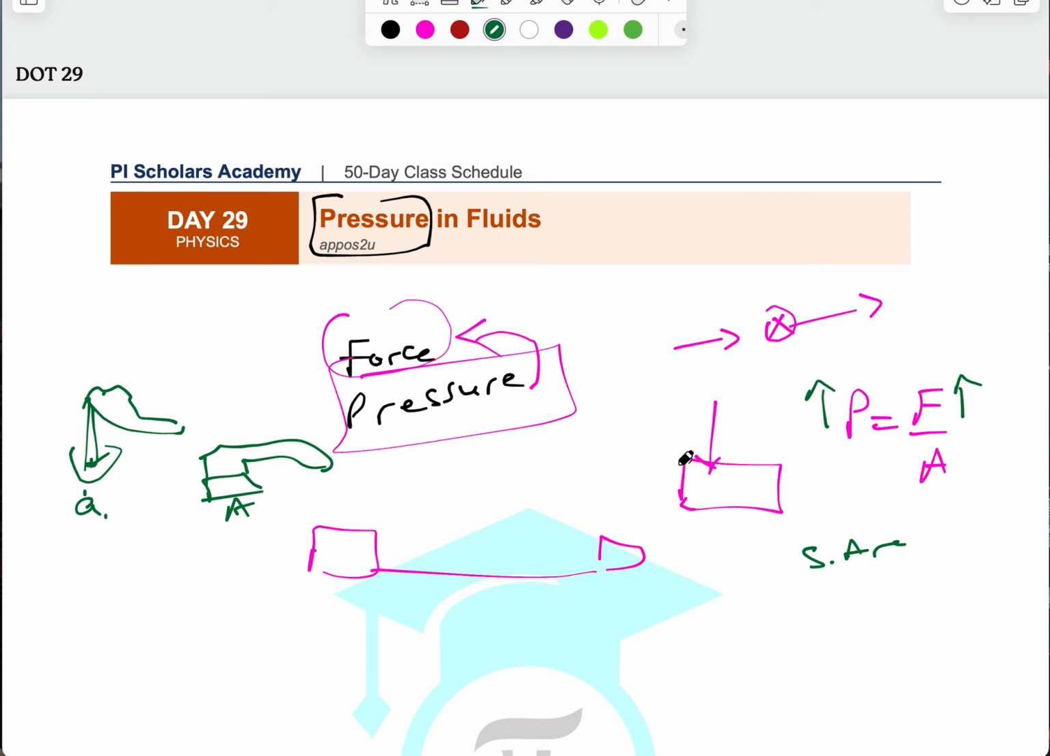So pressure is a function of the applied force and also the area. Force can do a lot of things, but when force is being impressed over a given area, that is when we talk about pressure. But today, I'm not really talking about the actual pressure itself. I want to talk about pressure in liquid, pressure in fluid.